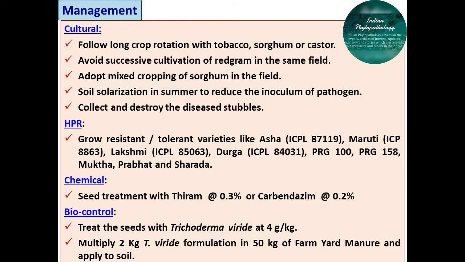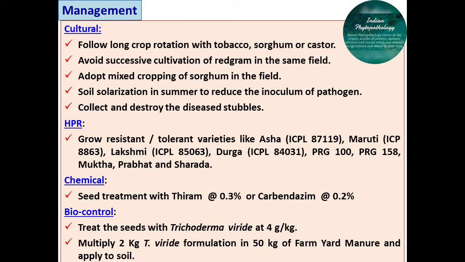Adopt mixed cropping of sorghum in the field. Do soil solarization in summer to reduce the inoculum of the pathogen. Collect and destroy the diseased stubbles. These are some cultural practices we can follow. Similarly, we can grow resistant varieties like those mentioned here.